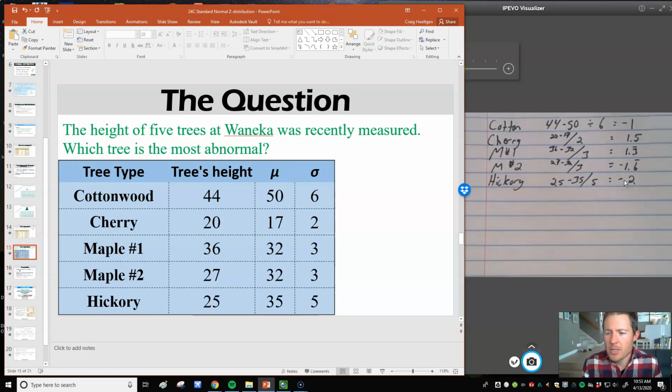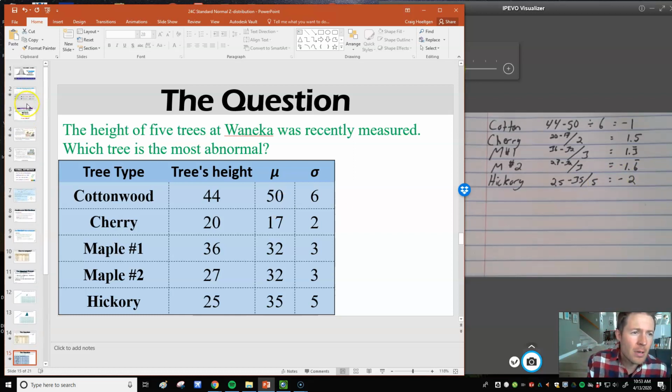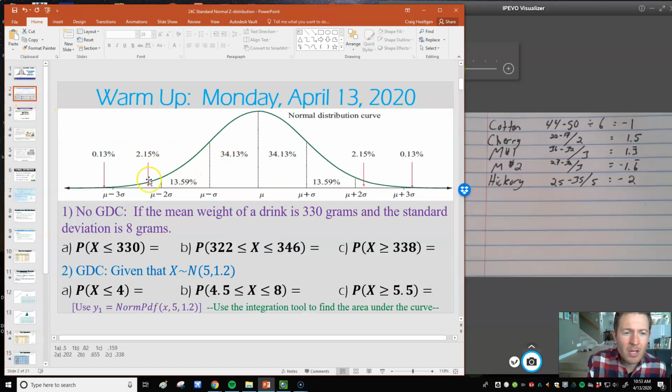So as far as which tree is the most abnormal, this hickory tree is the furthest from the mean. It's 2 entire standard deviations below the mean, which if we go all the way back to this, 2 standard deviations below, that means it's in this section. That means it's among like the 2.5%. So itty bitty, that's very rare. Most of these we'd expect somewhere in here.